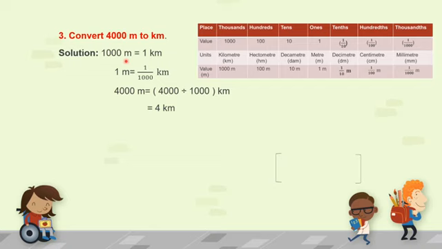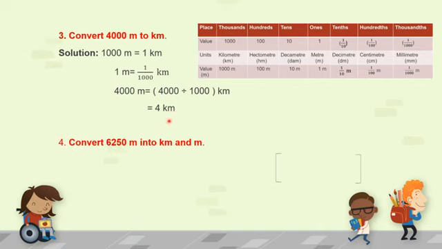I repeat, first you will have to find out the relationship, meter to kilometer. That means lower unit to higher unit, division. 1000 meter equals 1 kilometer. So 1 meter equals 1 by 1000 kilometer. That means here we have to carry out the division process. And how are we going to do it? 4000 divided by 1000 kilometer equals 4 kilometer.